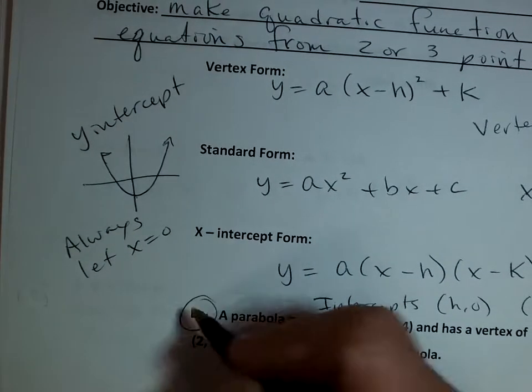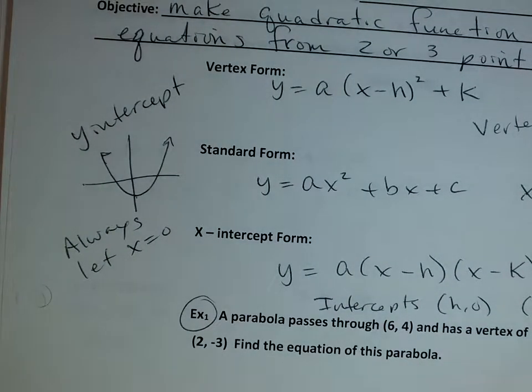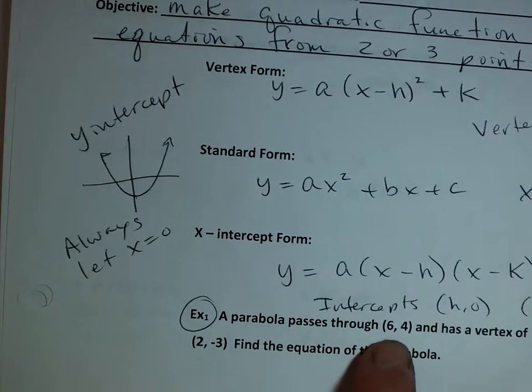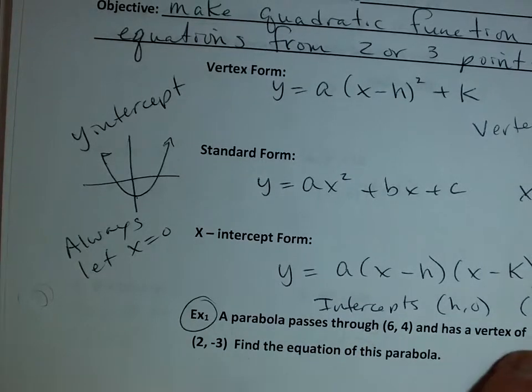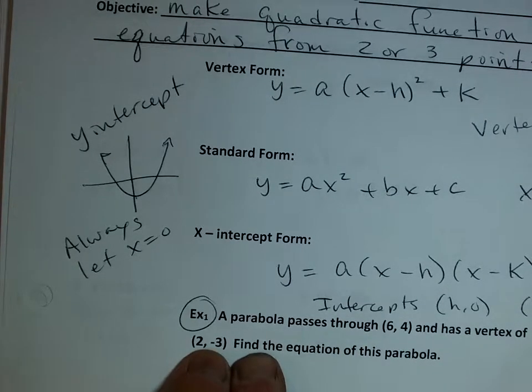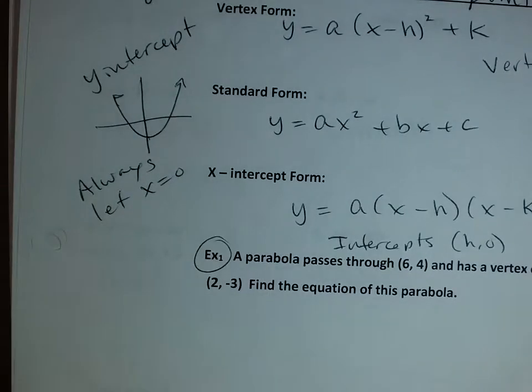Okay, great question. Okay, let's look at example 1. So in example 1, there's two things we can do. We can draw a picture, which I'd probably draw a rough sketch so you see what's going on, and then try and get it from the graph, or we can just throw it in the formula, which is the way I'm going to do it. So first of all, the parabola passes through the point (6, 4). It has a vertex of (2, negative 3), okay? Find the equation of the parabola.